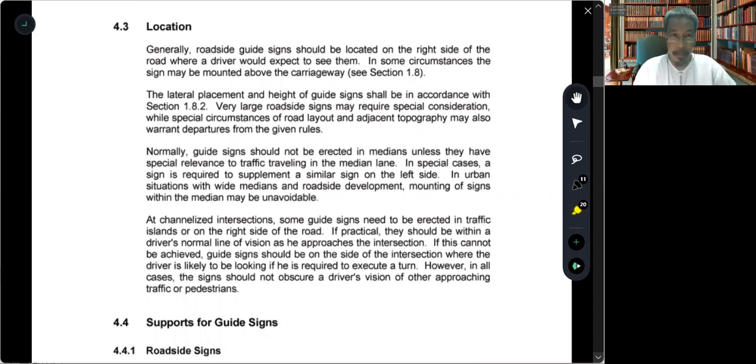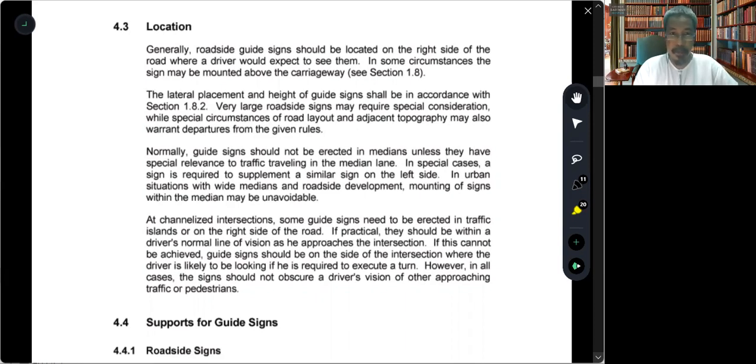Okay, meaning in the road itself, not on the right, not on the left, but above the road. There is a post or 2 posts, and there is a horizontal provision for these signs to be fixed into.